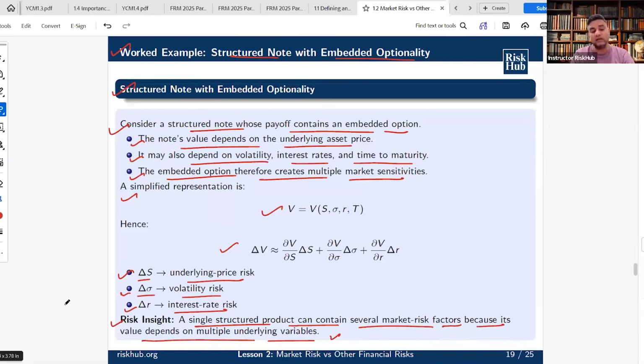Sigma is the Greek letter sigma. R is the interest rate. T is the time to maturity. The line says value is a function of four inputs. Change any one and the value changes.